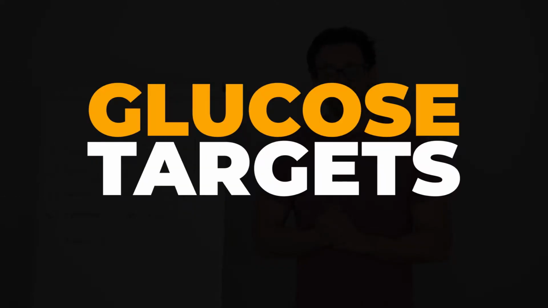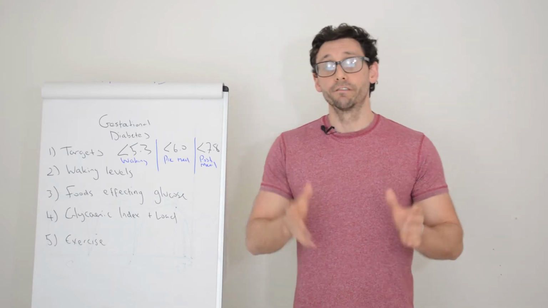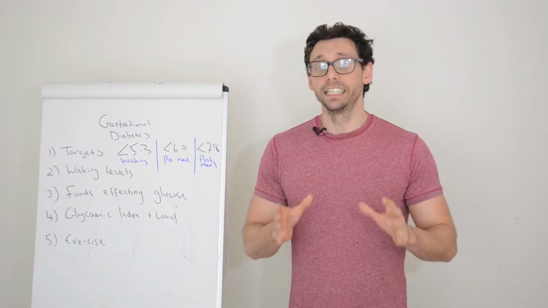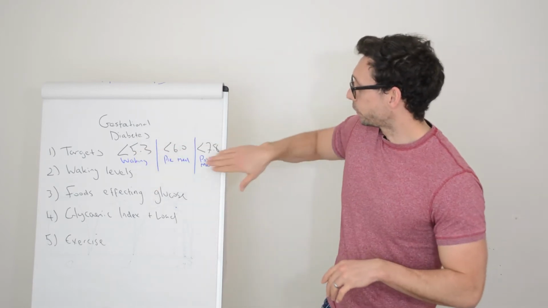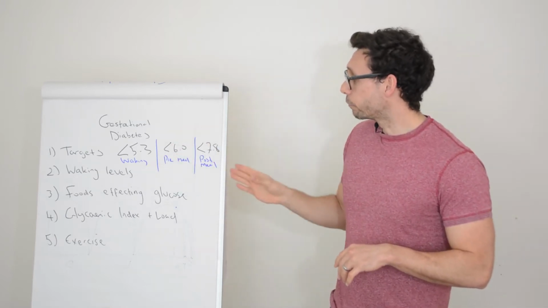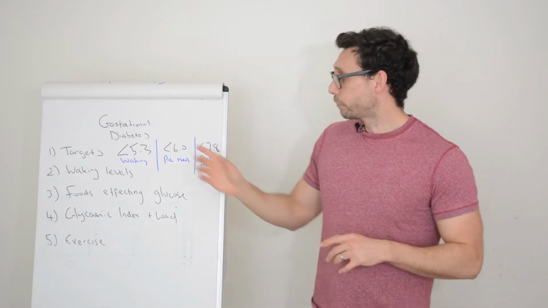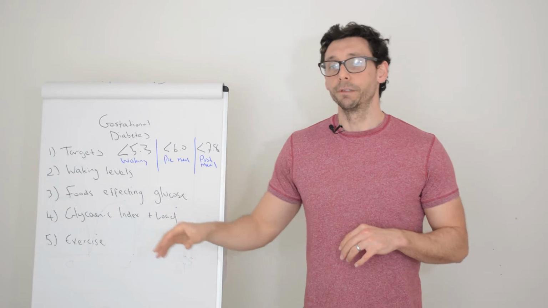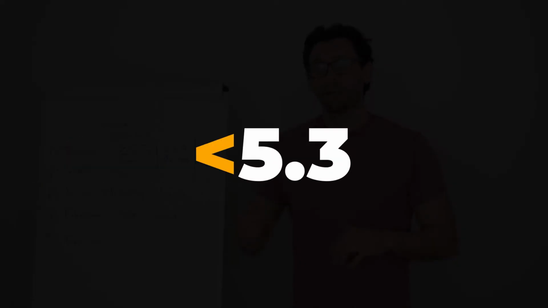Number one, glucose targets. Now your glucose targets are going to vary depending on what time of day it is. So as you can see, hopefully it's clear on the video that we have three different categories of your glucose levels. So the first one is your waking levels. These are going to be the lowest in the day that we're aiming for. And ideally we want these below 5.3.